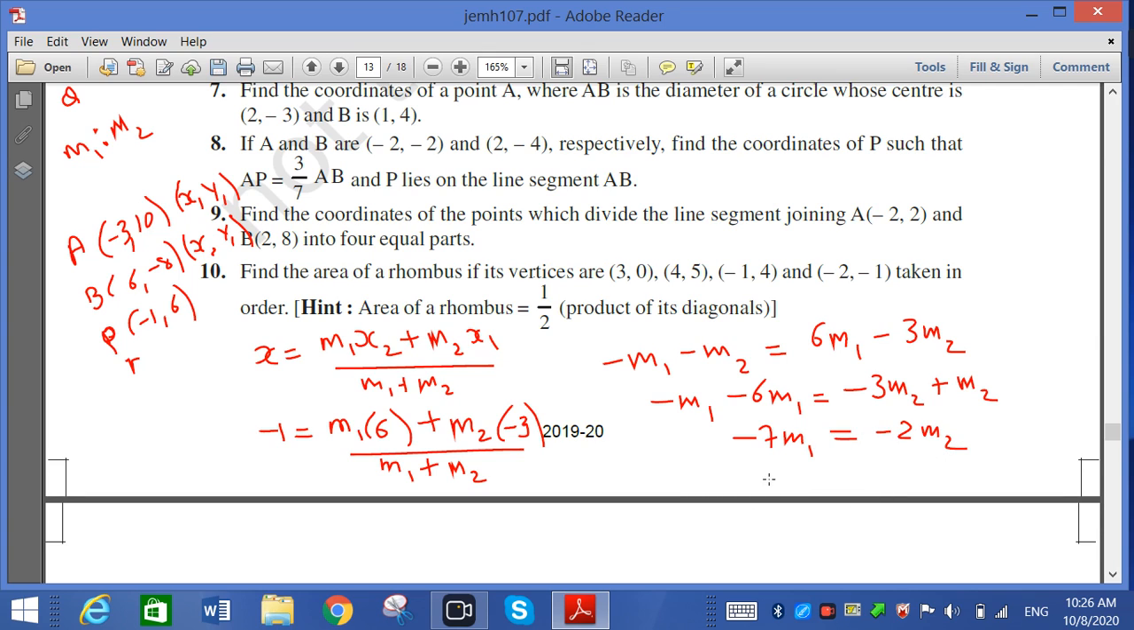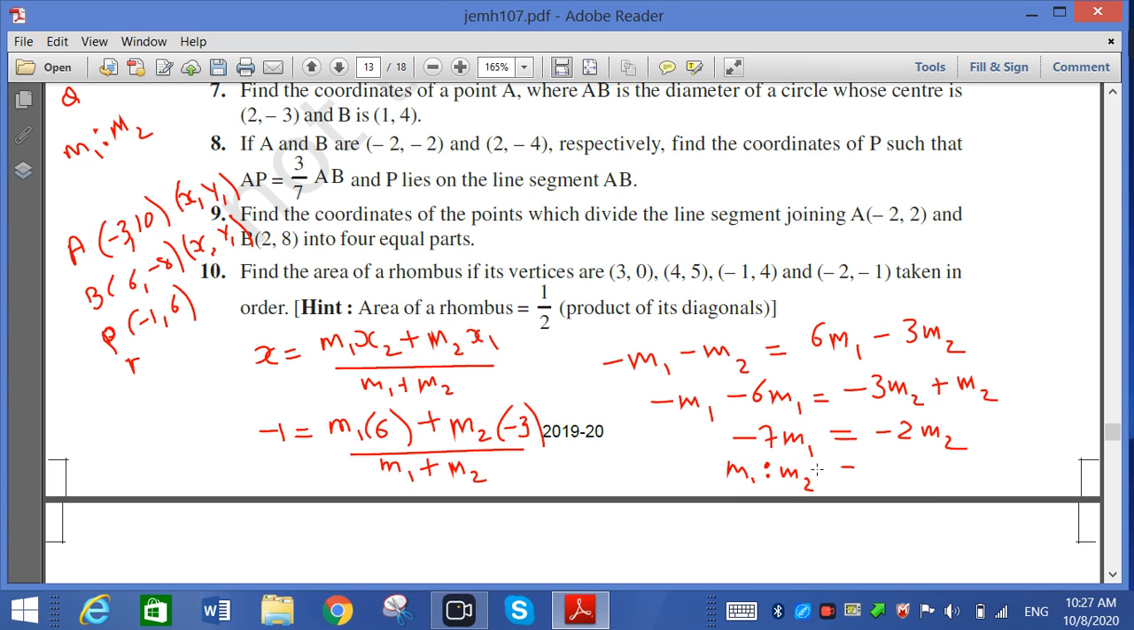But to find out the ratio, always remember I have to write m1 upon m2 is equal to 2 upon 7. So m1 ratio m2 is equal to 2 ratio 7, not 7 ratio 2. Mostly students make a mistake here, that they directly write m1 ratio m2 is equal to 7 ratio 2. That is wrong, incorrect.